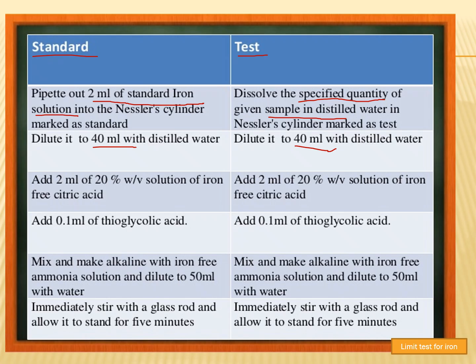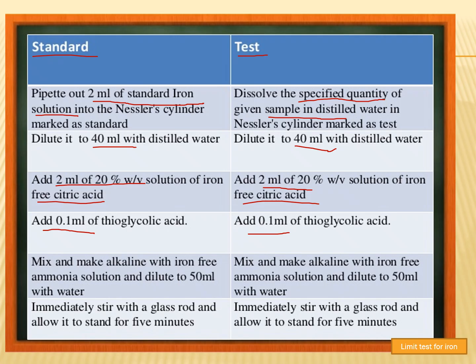Next, we are adding 2 ml of 20% iron-free citric acid. We are adding citric acid in order to prevent the interference of any other metal cation with the complex. Then we are adding 0.1 ml of thioglycolic acid in both the standard and the test. Thioglycolic acid is a reducing agent, and at the same time it interacts with the iron to form the ferrous thioglycolate complex, which forms the color.